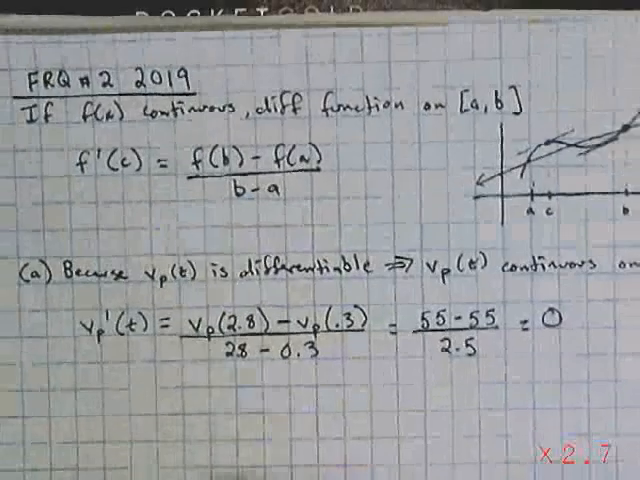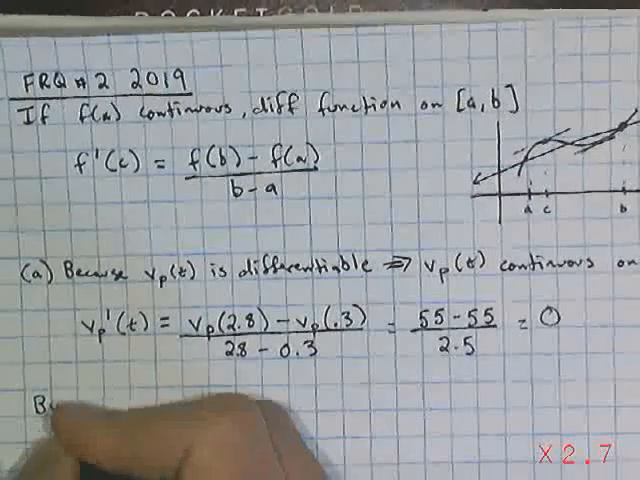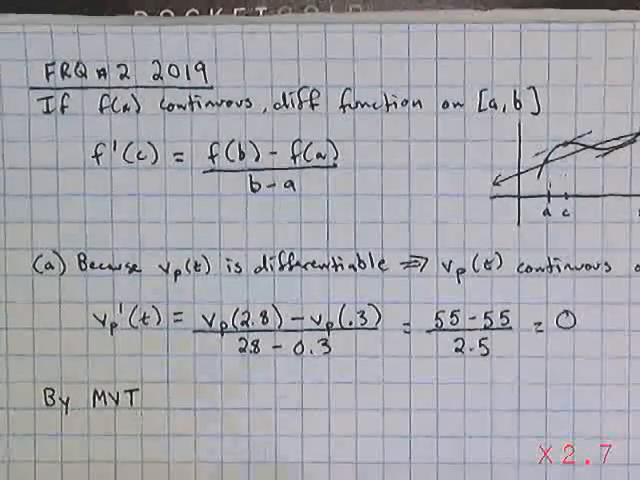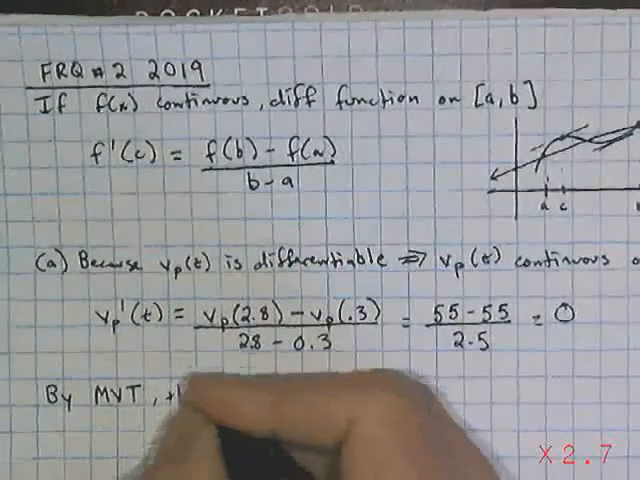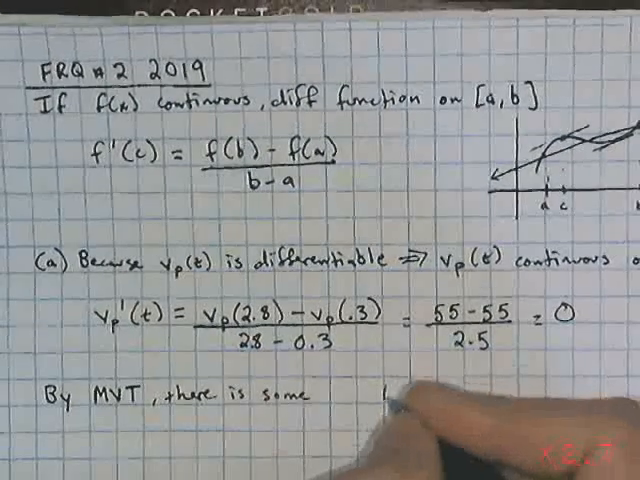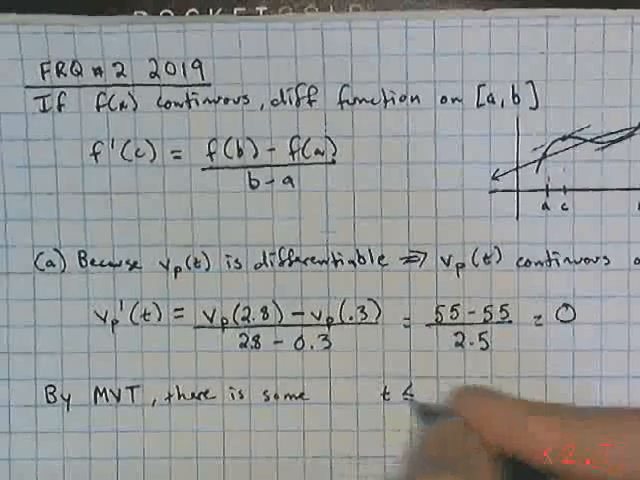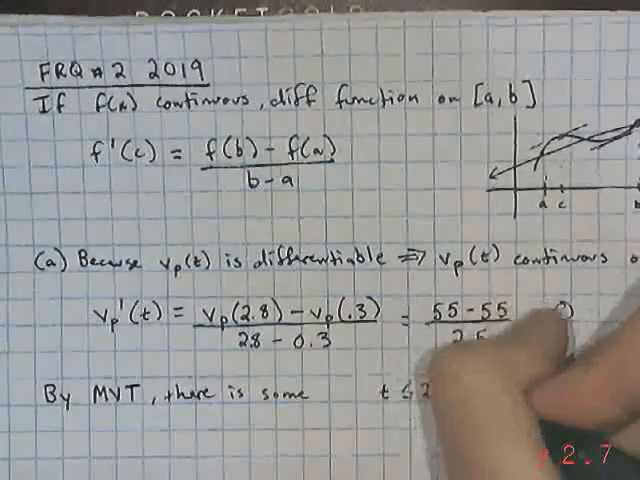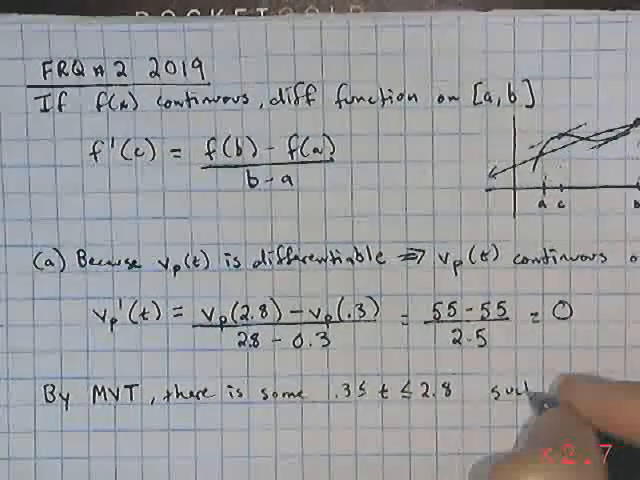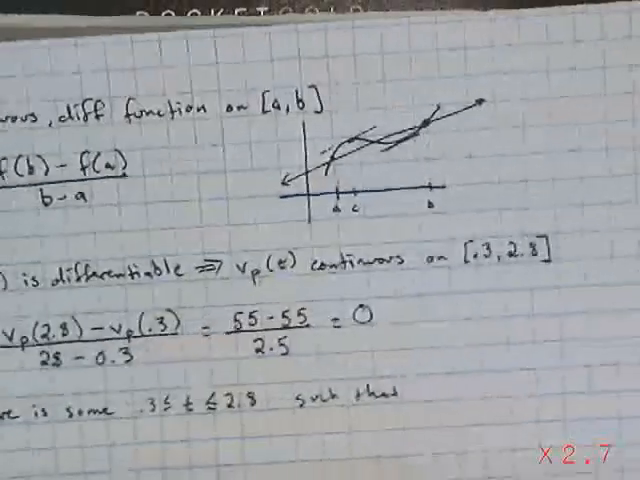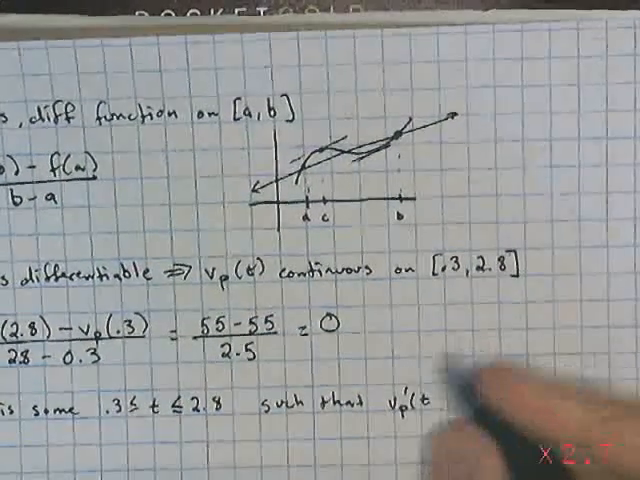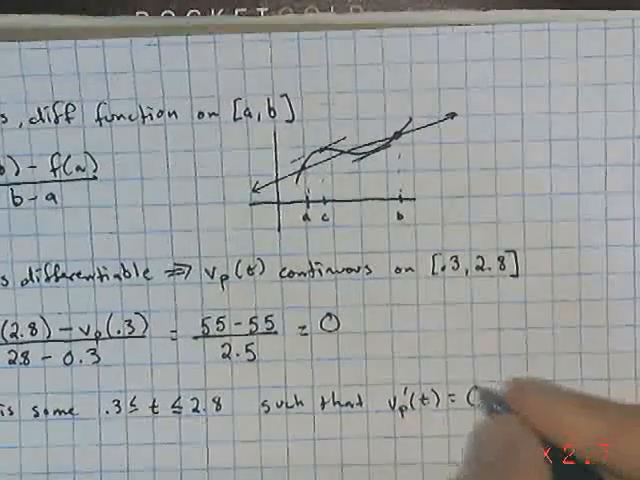So we can say by mean value theorem, or MVT, the AP reader will know what MVT means. By MVT, there is some t in between 2.8 and 0.3 such that v sub p prime of t is equal to 0.